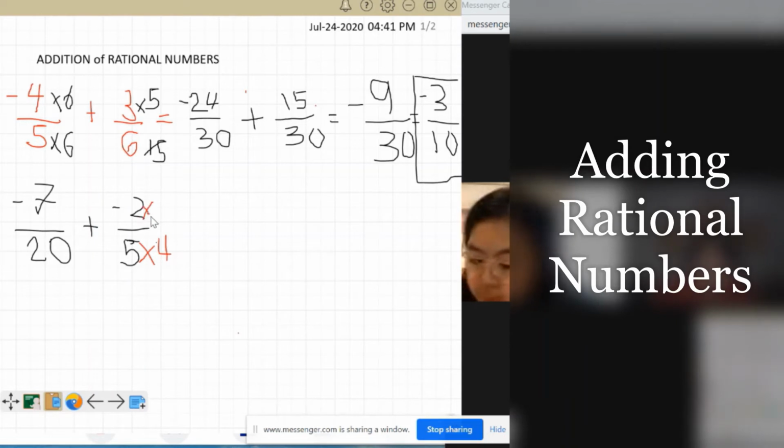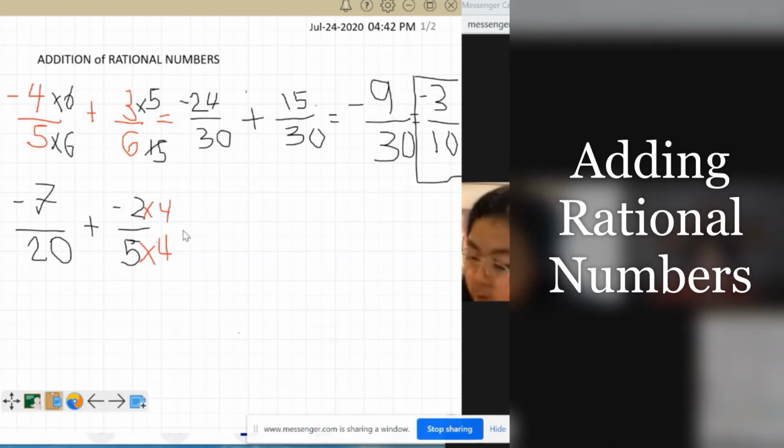And 2 times 4. For this one, we're not going to multiply anything, because the denominator is already 20. So we're making only 5 to 20. Okay? So we can add them or subtract them. It depends.